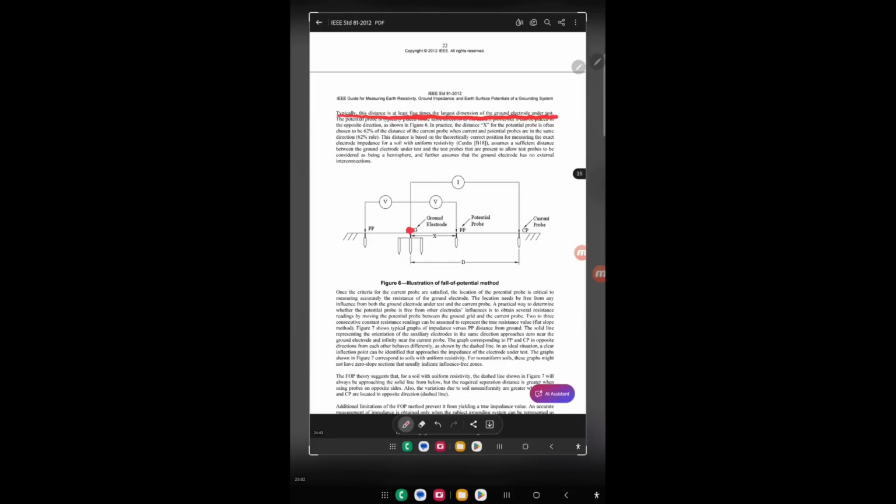And they tell me that this distance of, for example, if this grounding has a length of 10 feet, they tell me to multiply by 5. So according to them, they are telling me to place this at 50 feet. That's what they recommend. I do not agree with this.